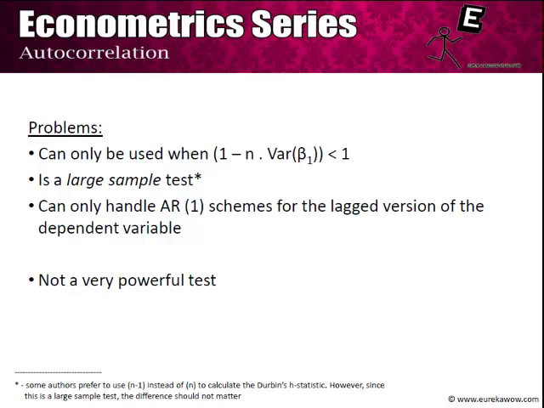Thirdly, it can only handle AR1 schemes for the lagged version of the dependent variable, that is when yt is a function only of yt minus 1 and not of yt minus 2 or yt minus 3. Fourthly, it has been empirically seen that the Durbin H test is not a very powerful test.